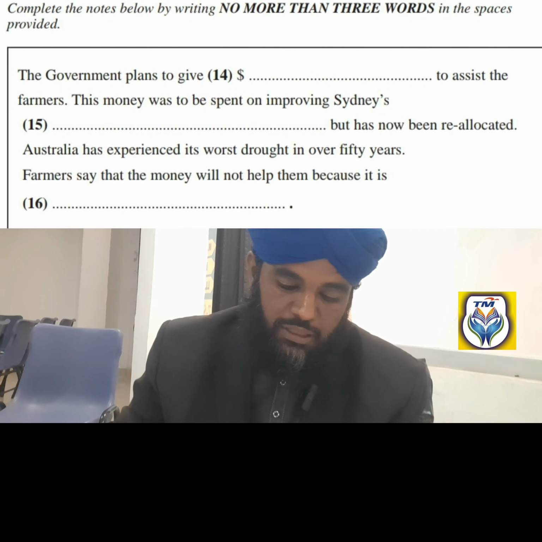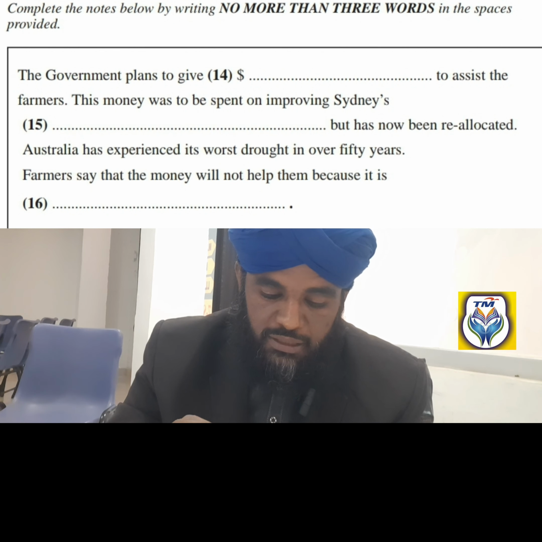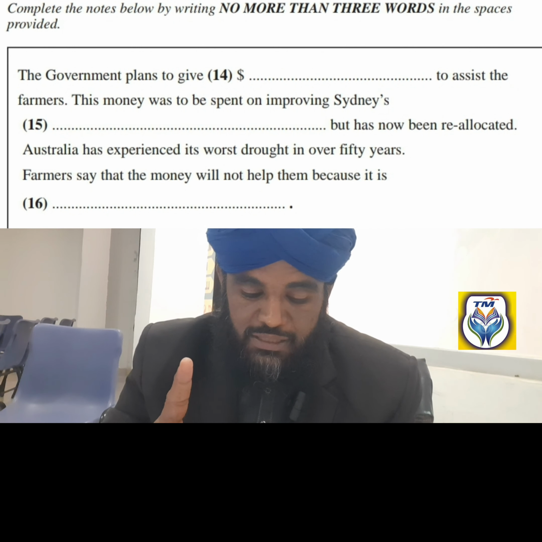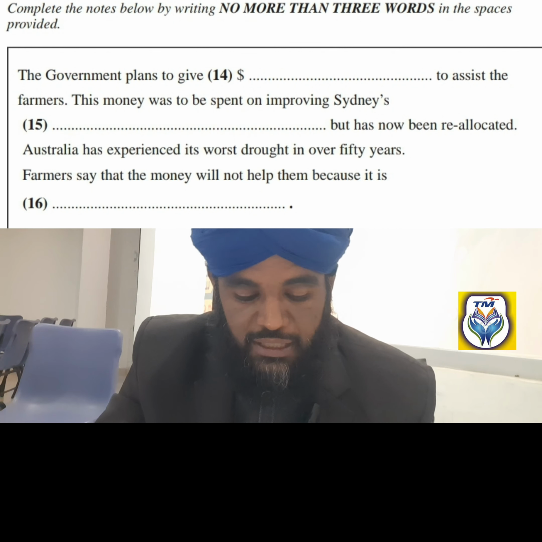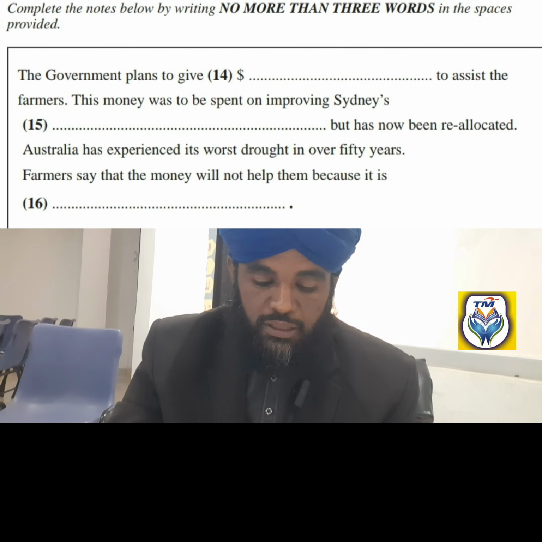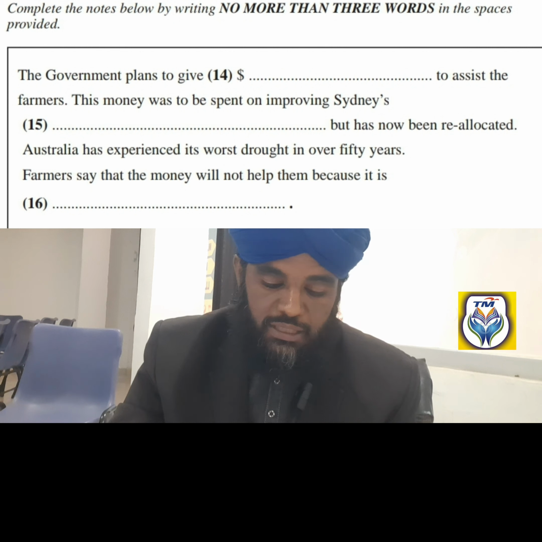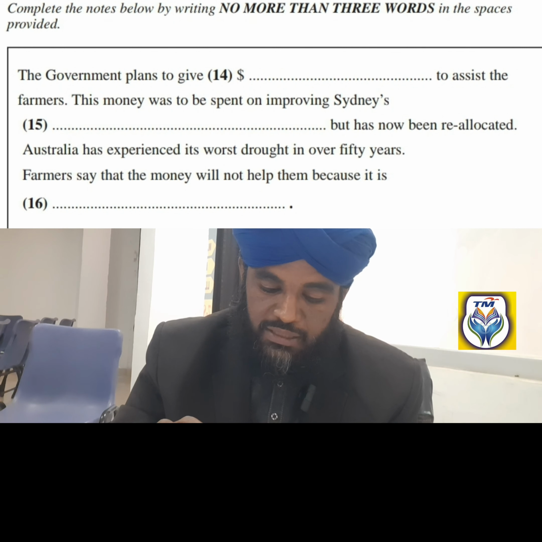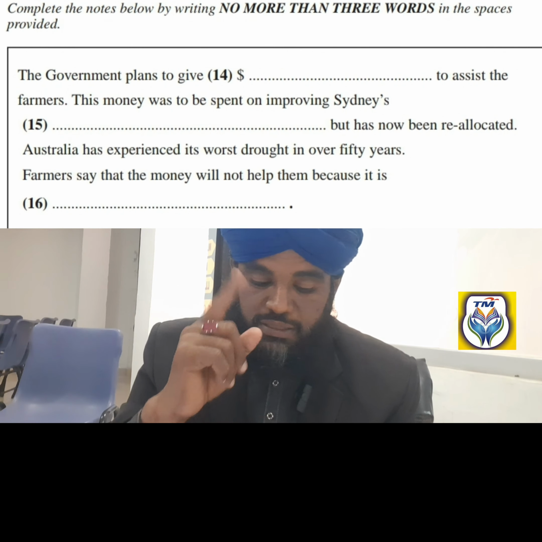So, that's point number 16, 15 and 16. This money was to be spent in improving Sydney's road system. Road system is the correct answer. So, the farmers also think this question has also been answered, that the money is coming too late. Farmers say that the money will not help them because it is too late. Too late is the answer.